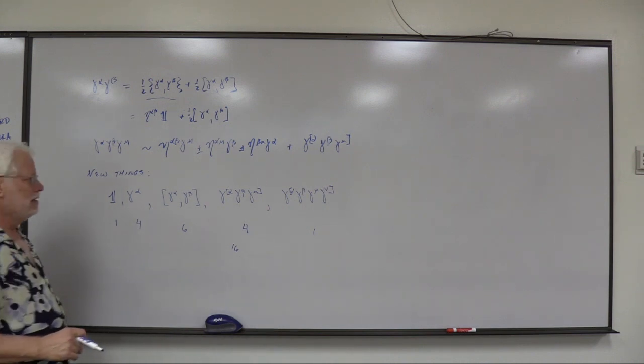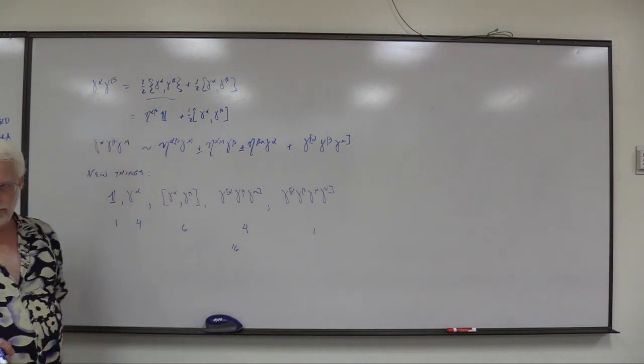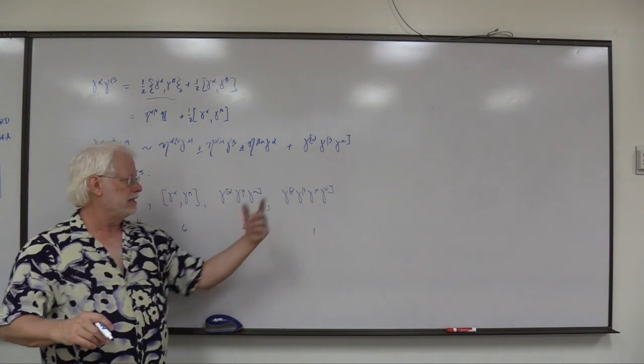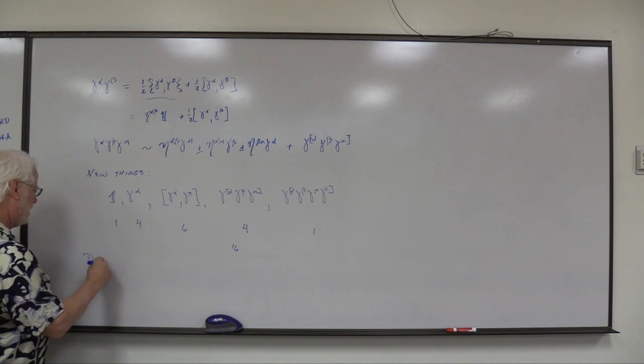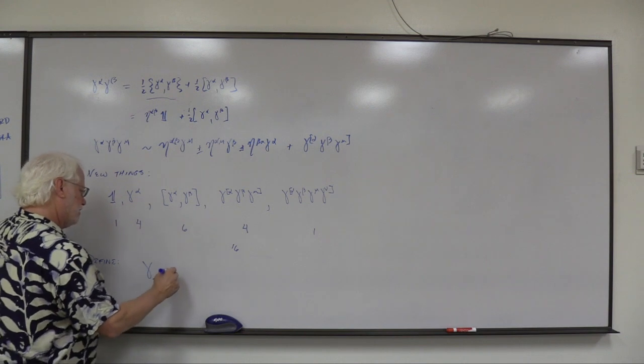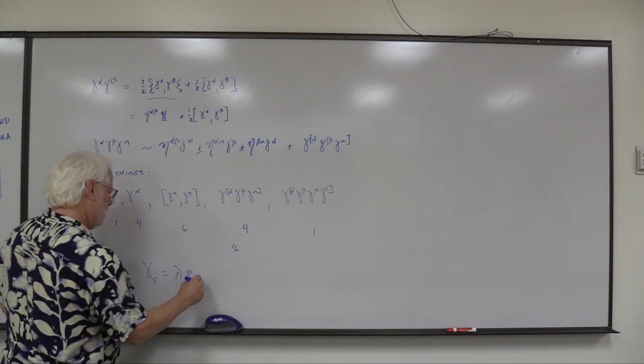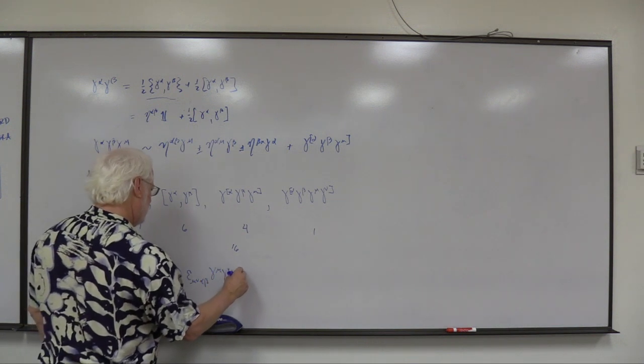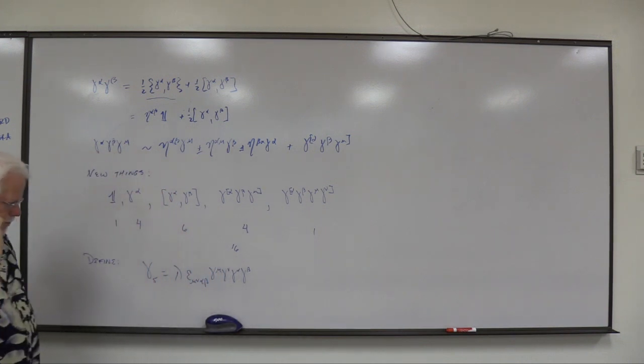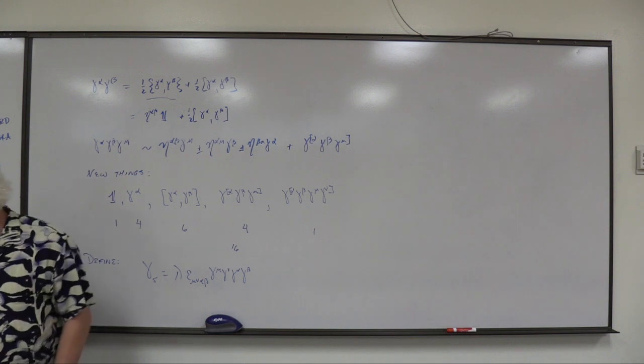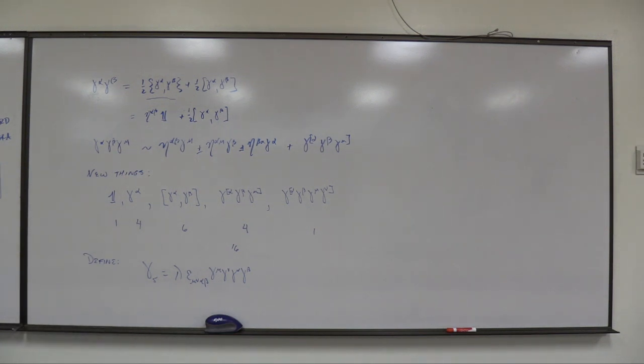And to prove it, let me first develop a little bit of simpler notation. What I want to do is define one more matrix, M of 5, to be some multiple of epsilon mu nu alpha beta, gamma mu, gamma nu, gamma alpha, gamma beta. And this has two properties, but to get those properties, I think we might need some properties of the other ones.